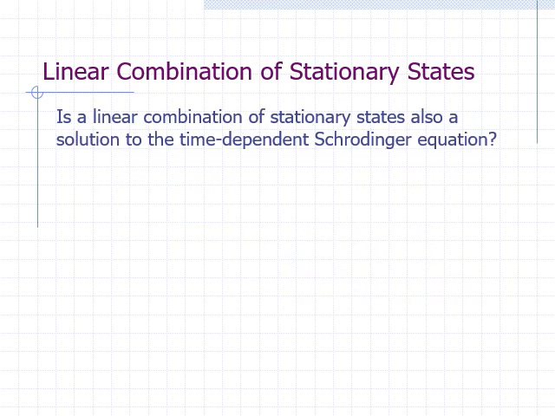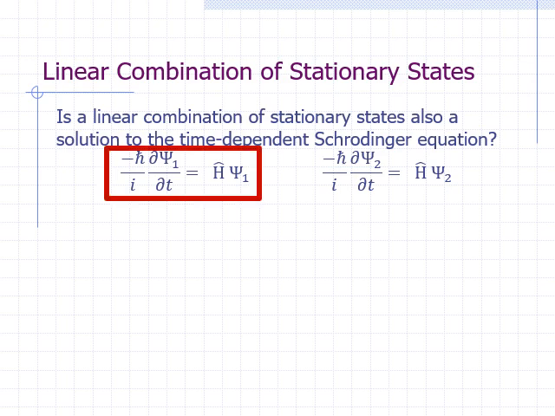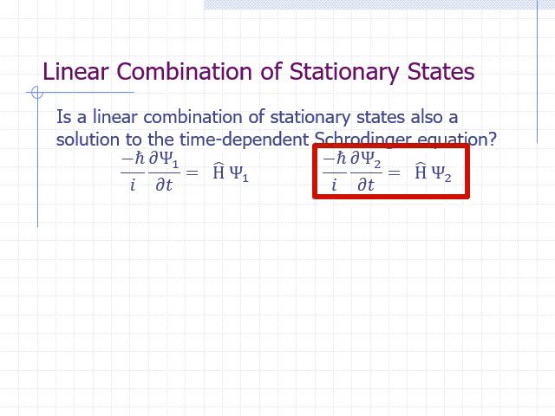How about the time-dependent Schrodinger equation? Would a linear combination of stationary states also be a solution? Let's see. If psi 1 and psi 2 are stationary states that satisfy the time-dependent Schrodinger equation, then we can say that negative h bar over i times the partial derivative of psi 1 with respect to time is equal to H hat applied on psi 1. Similarly, negative h bar over i times the partial derivative of psi 2 with respect to time is equal to H hat applied on psi 2.